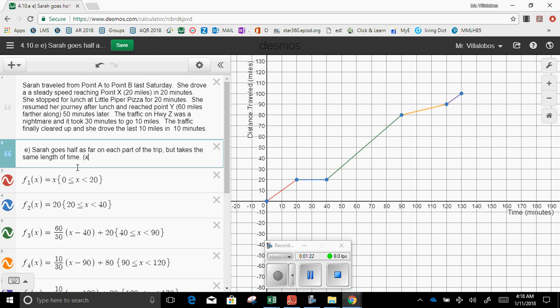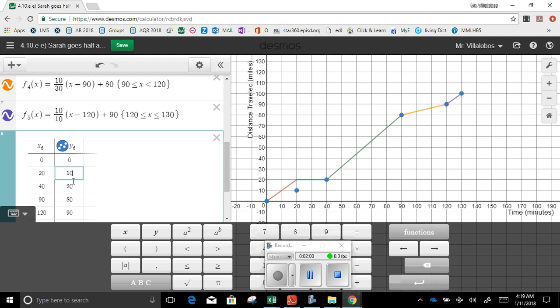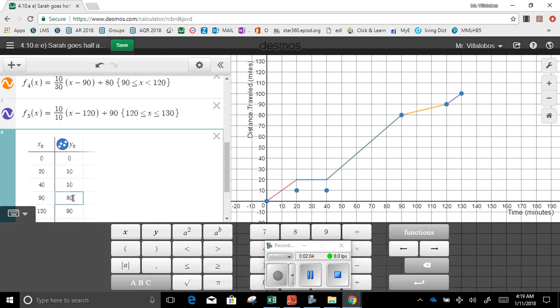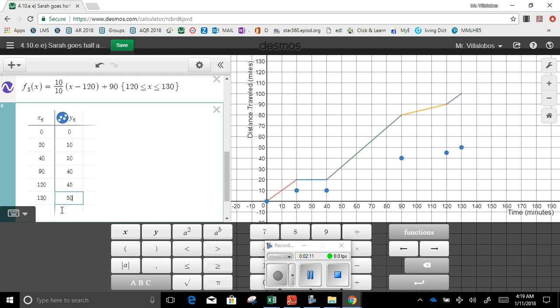So each point xy, or f of x, gets transformed. The time is the same, but the distance is half. So I could change each xy to x, 1/2 y. So half of 0 is 0, half of 20 is 10, half of 20 is 10, half of 80 is 40, half of 90 is 45, half of 100 is 50.